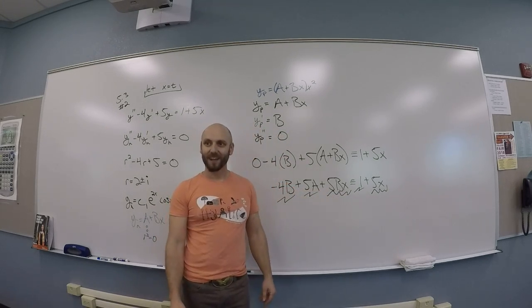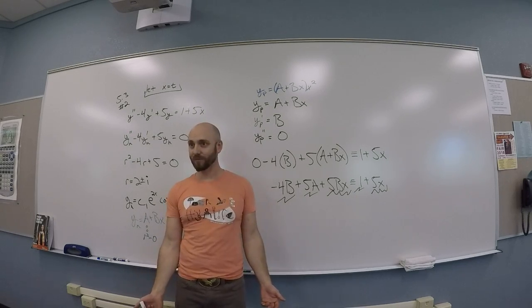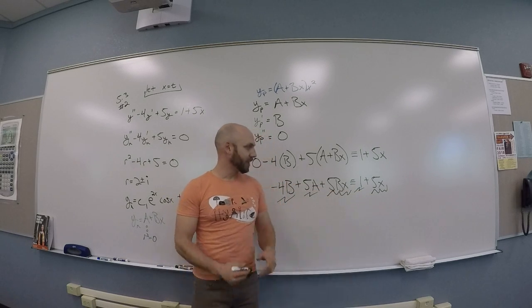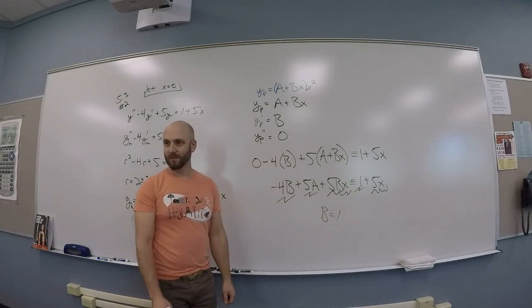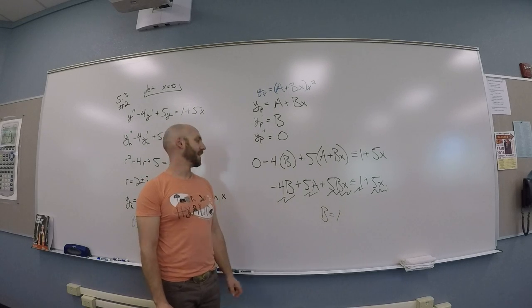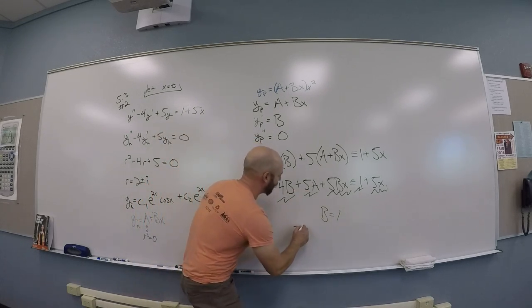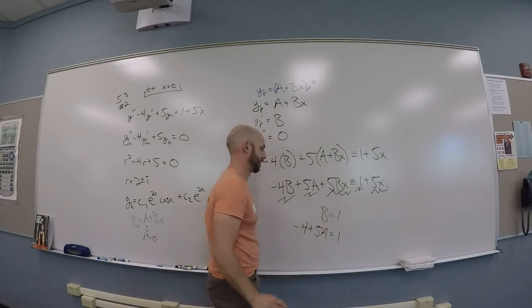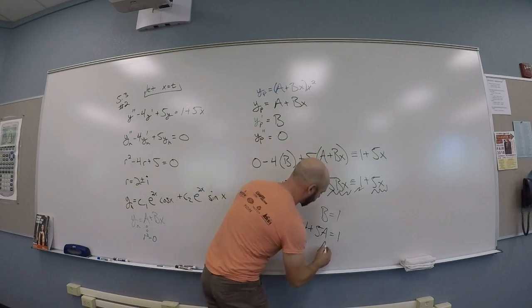Whatever. I don't care how you indicate it, but somehow indicate that you're comparing like terms on each side. So from the squiggly ones, I know that b is 1, and from the others, the constants, I have that minus 4 plus 5a is 1. And so I think that means a is also 1.